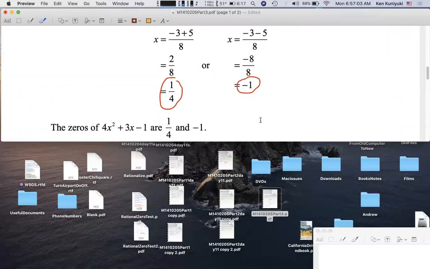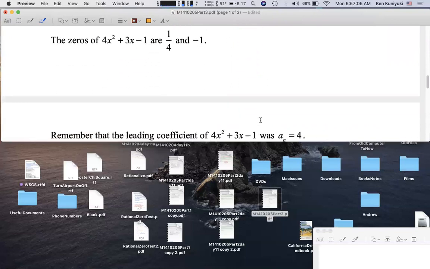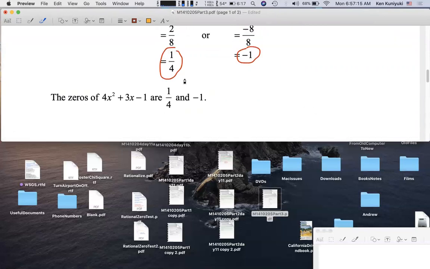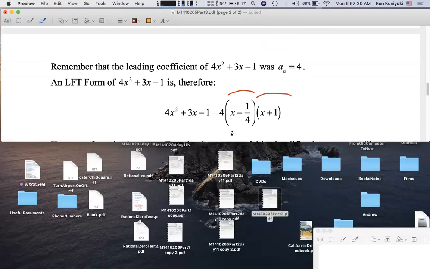which means that by the factor theorem, x minus 1/4 will be one factor, and x plus 1 will be the other factor. Again, 1/4 is a zero, so x minus 1/4 better be a factor. -1 is a zero, so x plus 1 better be a factor. But now, don't forget, we have to rescale this so that we get the appropriate leading term here. The leading term here is not just x squared, it's 4x squared. You need the leading coefficient. This is like LFT form. It is LFT form. As it stands, this is LFT form.